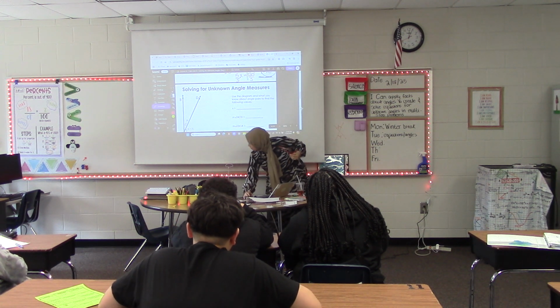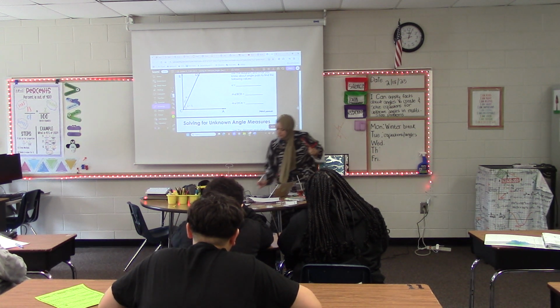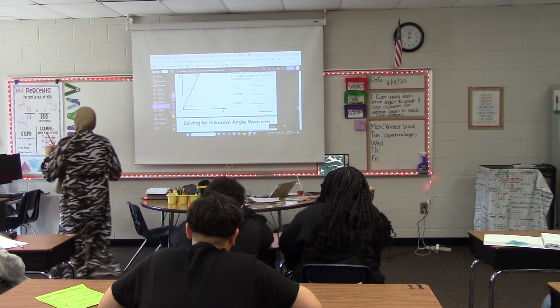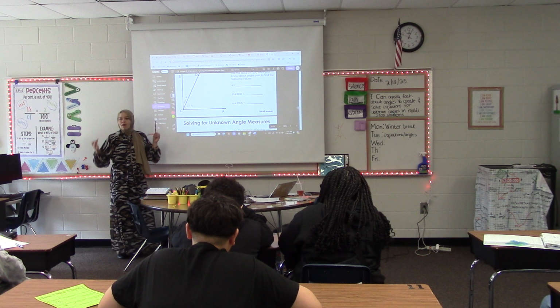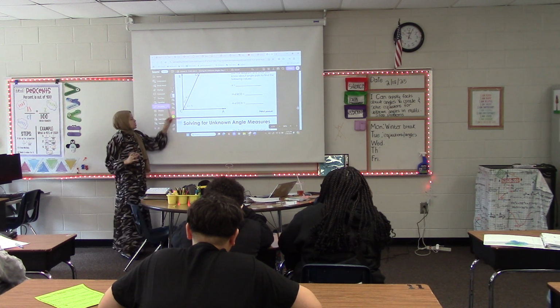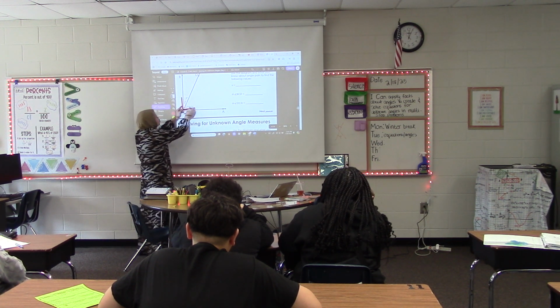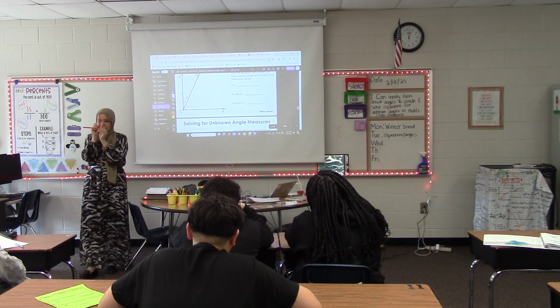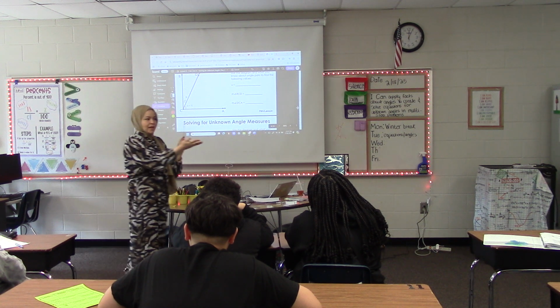Look here. In the past, we did solving multi-step equations, and now we're learning about angles, so now we're adding those two. When I add these two, it should equal what? We already said it. Caleb said it, 90 degrees.